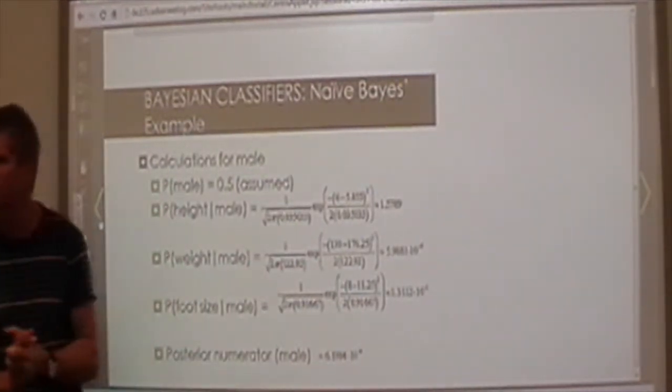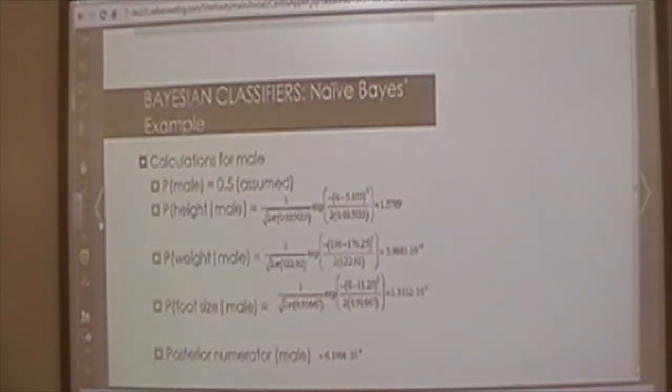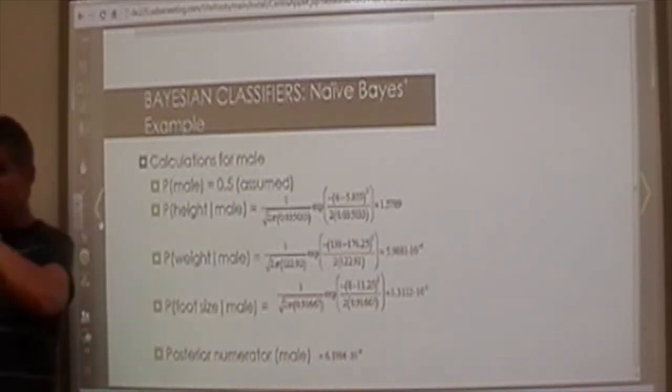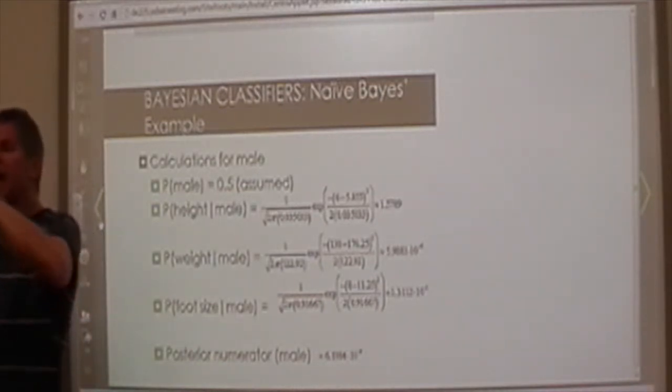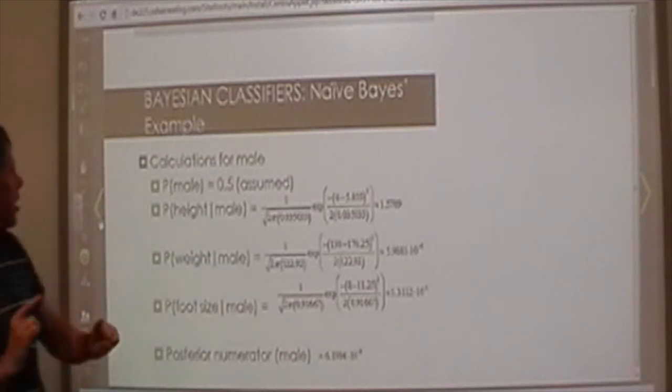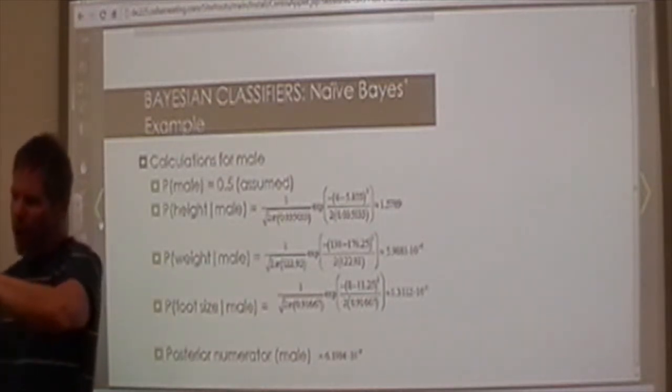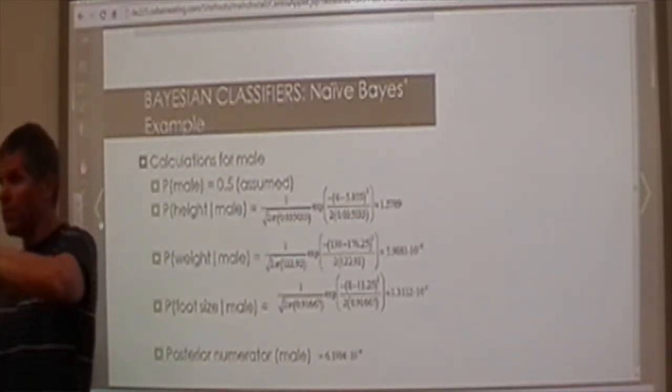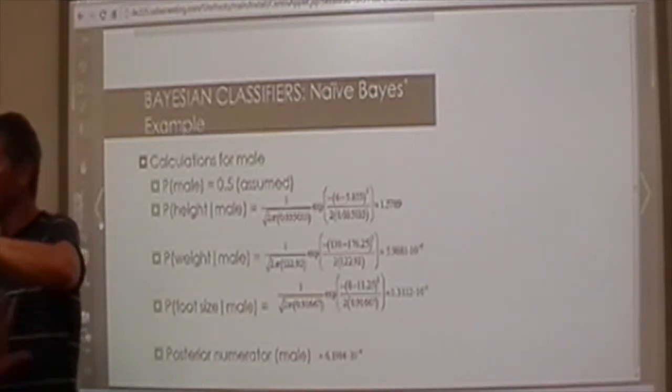Pablo, you had a question? We get a probability for the height, given that it's male, of 1.57. I thought the probabilities were supposed to be between 0 and 1. Okay, good question. Technically, if we actually wanted the probability, we would divide by the probability of obtaining the actual evidence that we had.